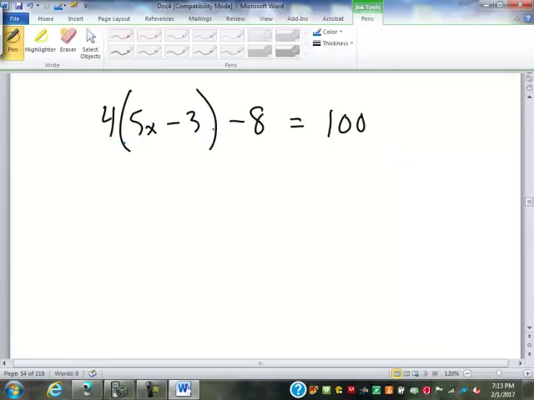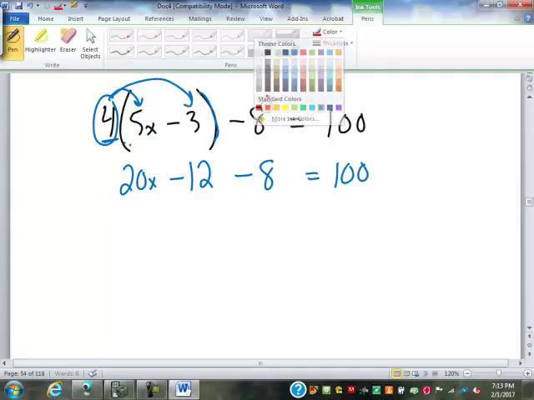I have the parentheses here. Is there anything to do inside the parentheses? No. Anything to do to the parentheses? Yes, times 4. 4 times 5x? 20x. 4 times negative 3? Negative 12 or minus 12. Now we're at the end of the parentheses, so we're done with the 4. We do still have minus 8 there.